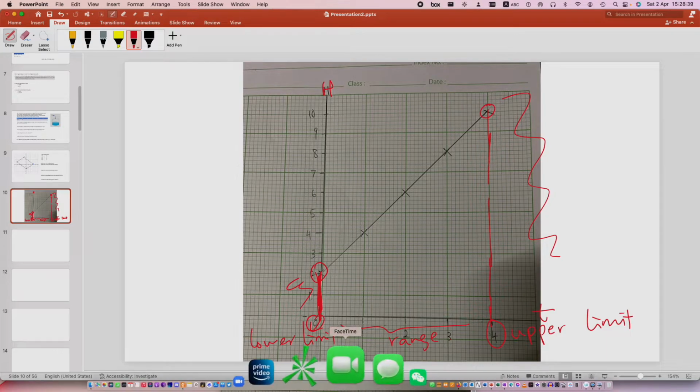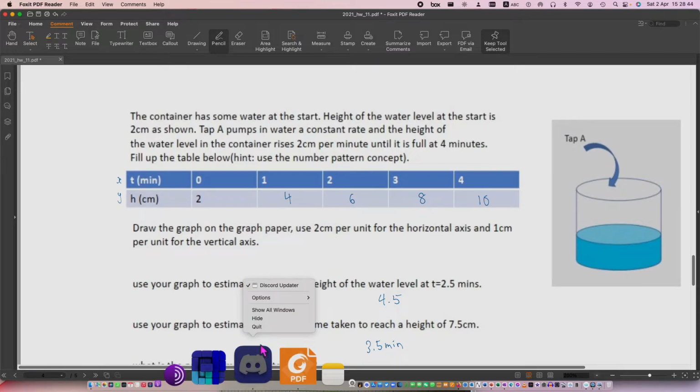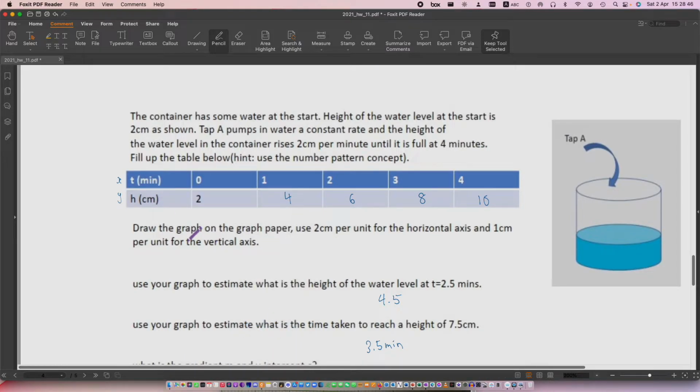Given by this. Then you can start to find the answer. It's 2.5 minutes. Where is 2.5 minutes? Can you show me? Can you put the thing here? Where's 2.5 minutes? Where's the minute line?